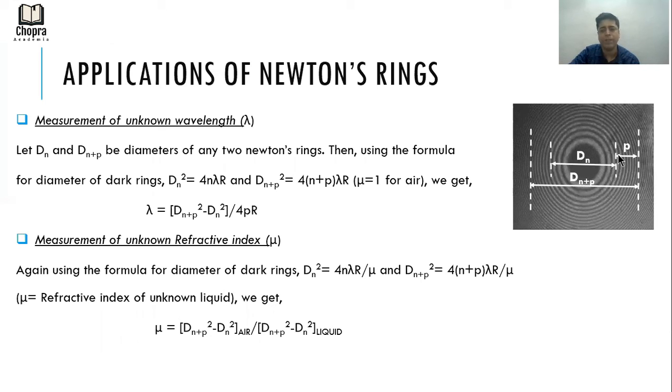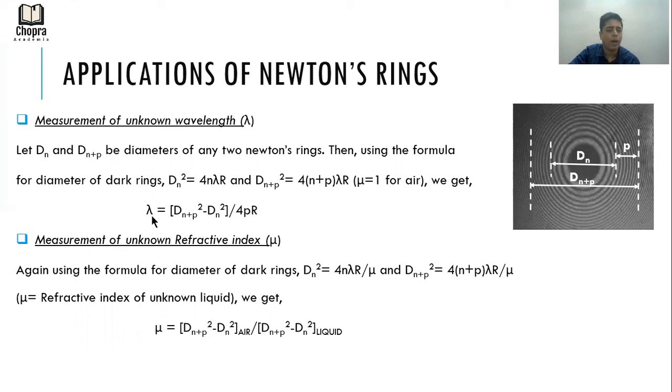Then using the formula for diameter of dark rings, I have Dn square equal to 4n lambda R. Similarly, the same formula I extend for the n plus pth ring also. So this becomes 4(n plus p) lambda R. In this case, because I'm bothered about finding the unknown lambda, I will keep mu equal to 1. I will use air. I subtract these two, (Dn plus p) whole square minus Dn square, and I get 4p lambda R, or lambda is (Dn plus p) whole square minus Dn square by 4pR. So it is very simple to obtain the unknown wavelength.